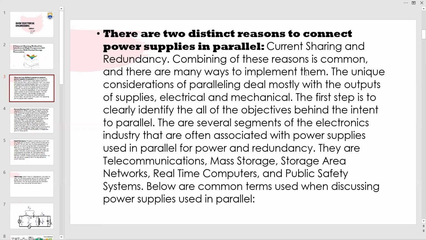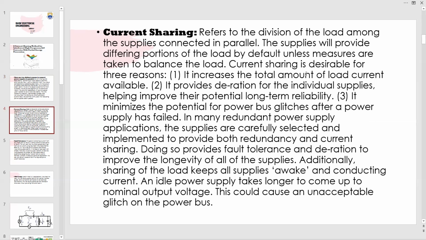There are several segments of the electronics industry that are often associated with power supplies used in parallel for power and redundancy. They are telecommunications, mass storage area networks, real-time computers, and public safety systems. Below are common terms used when discussing power supplies used in parallel.